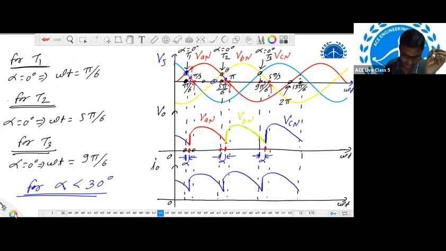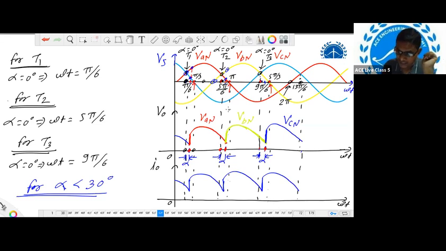You can check here. Initially, it was VCN only. When thyristor T1 turns on, the output voltage will suddenly jump from this point to this point. So that's why there is a sudden increase in the output voltage. After that, the output voltage will be same as your VAN value. This will continue till we apply the gate pulse to thyristor T2.